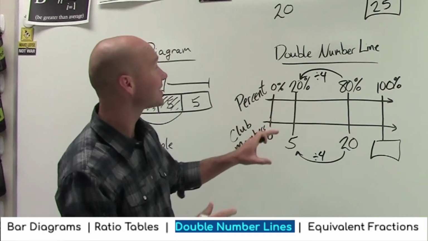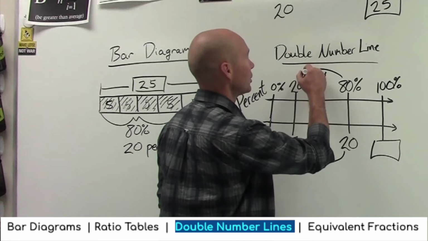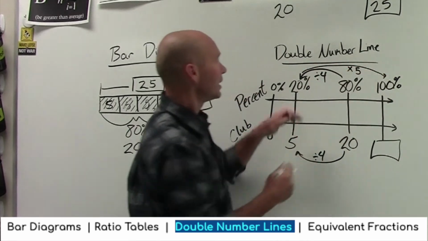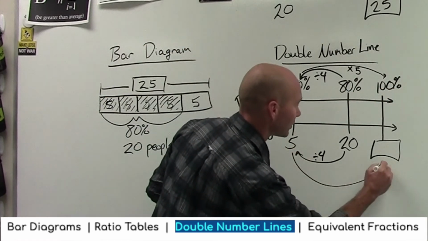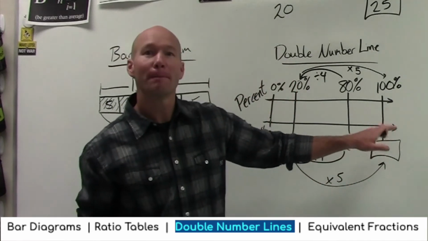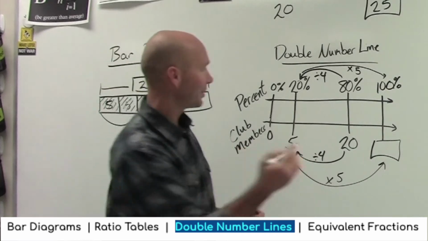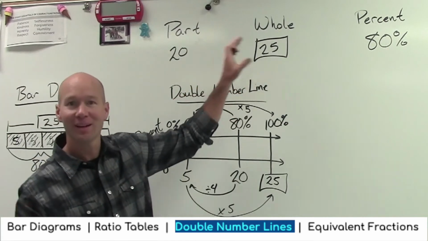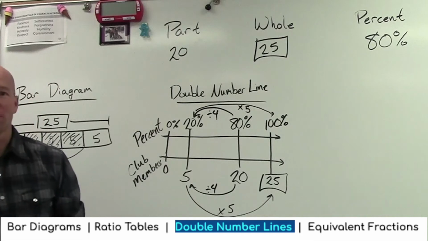So now I just need to scale up, because I know that 20 times 5 equals 100. So 5 times 5 is going to give me my 100% of Yolanda's club, and that is going to be 25. 25 is the whole amount of Yolanda's club, and again, I can just put 25 into the whole.